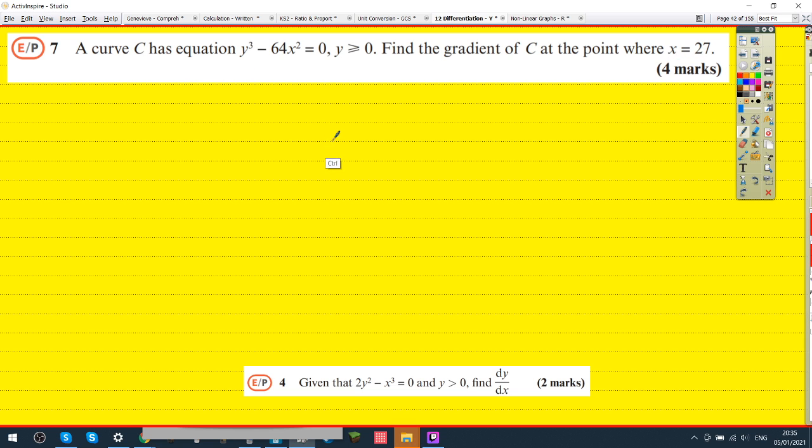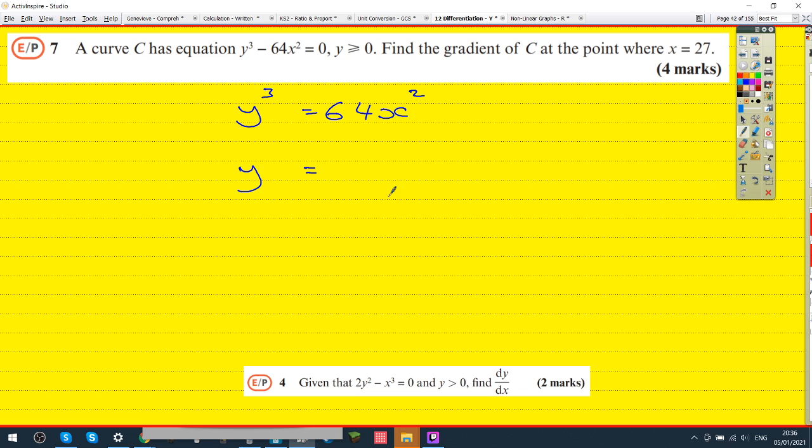We want the gradient. So we first want y equals so that we can get dy dx equals. So can we minus y cubed on both sides? Yep, or you can add 64x squared on both sides. Okay, which gives you y cubed equals 64x squared. And then can we square root both sides? Cube root. Yep.